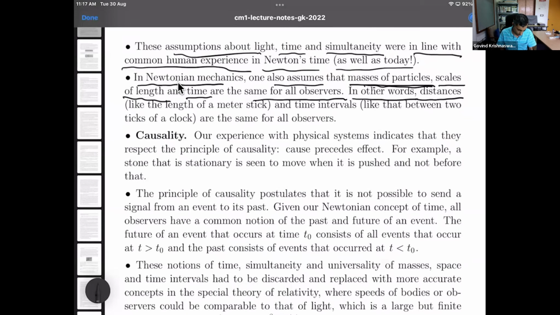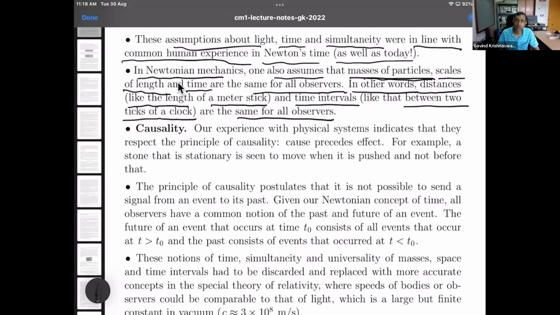In other words, distances like the length of a meter stick and time intervals like that between two ticks of a clock are the same for all observers. So now I'm saying these things just to keep them in the back of our mind. These matters become more important when these assumptions fail, and it is at that stage when one starts thinking about these things more carefully. But nevertheless, it is good just to mention these at this stage.